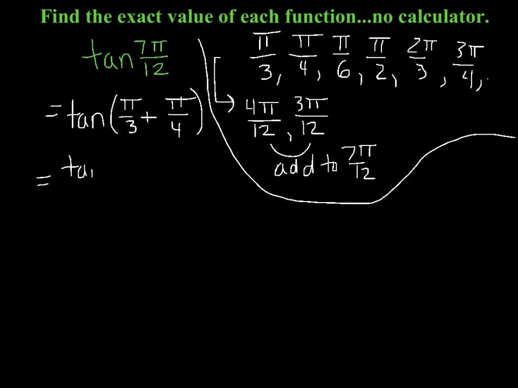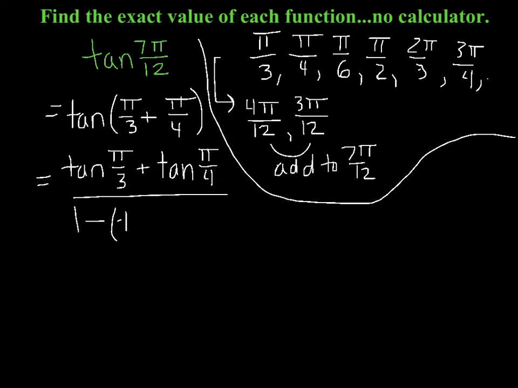So here's the formula, expanded out. So it's tan alpha plus tan beta. So here's my alpha and my beta, over 1 minus tan alpha, which is tan pi over 3, times tan beta, which is tan pi over 4. So this is where I have to think of like tangent of 60. So I'm going to do a little work over here, a little thinking.